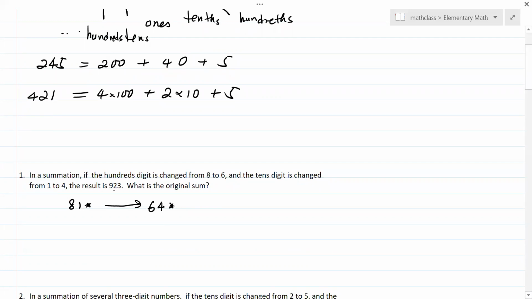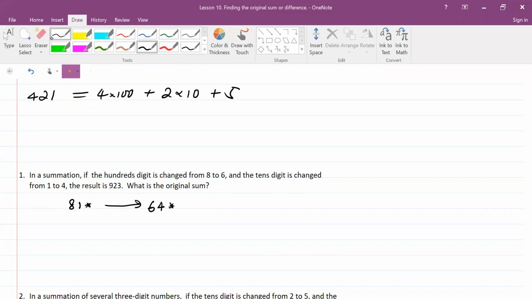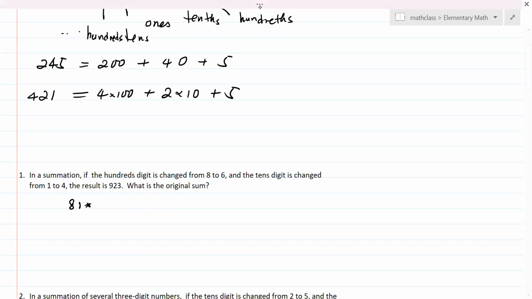The result is 923. So actually there's an additional term here, otherwise you don't get 923. It's a sum, so you have another number. Let's put it here as another number, plus some unknown number. We really don't need to know it. So this changes to 6 and 4, plus the unknown number, and the sum is going to be 923.